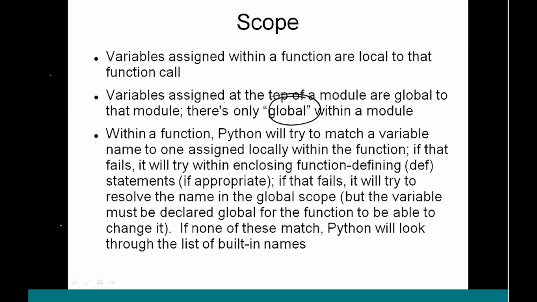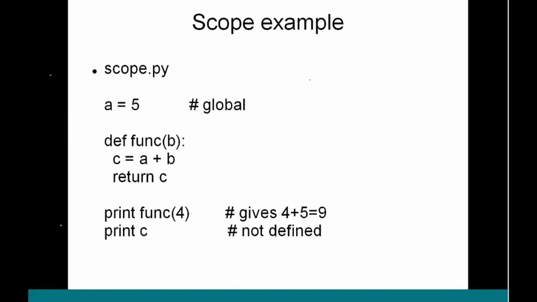So within a function, Python will try to match a variable name to one assigned locally within the function. If it fails, it will try within the enclosing function, that is the defining statement, that is def, if appropriate. If that also fails, then it will try to resolve the name in the global scope. If none of these match, then Python will look through the list of built-in names. So what are the built-in names that we will see involved?